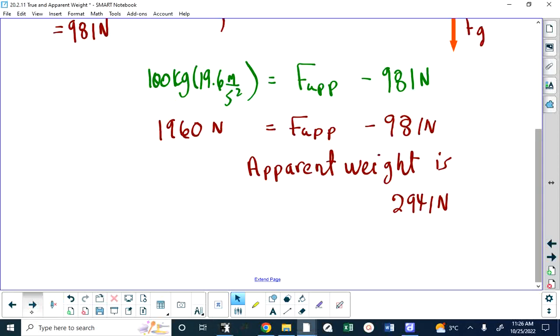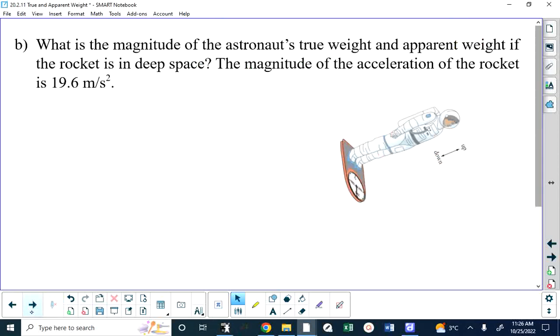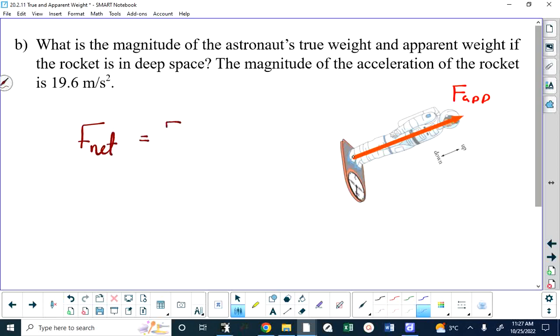All right, let's try one more. What is the magnitude of the astronaut's true weight and apparent weight if the rocket is in deep space? Well, if they're in deep space and there is that acceleration, quote, upwards of 19.6 meters per second squared, then this applied force is equal to the net force.